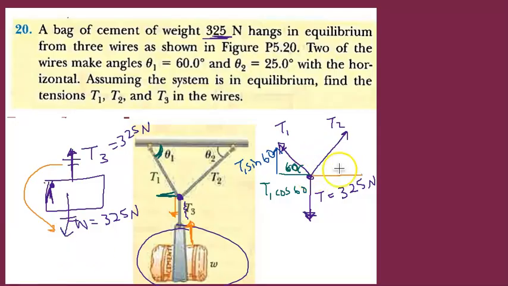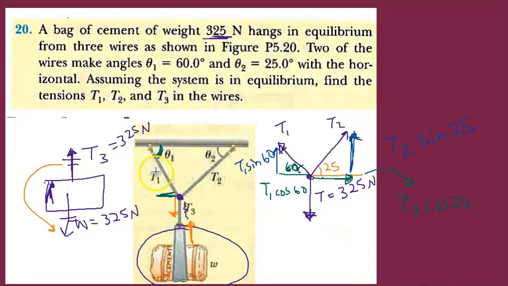So this is 25, and then I'm running out of space, sorry. And so the horizontal part of this green vector is that 325 is in the way, but I'll redraw it on the next page. That is T2 cos 25, and it's pulling up with whatever T2 is times the sine of 25.